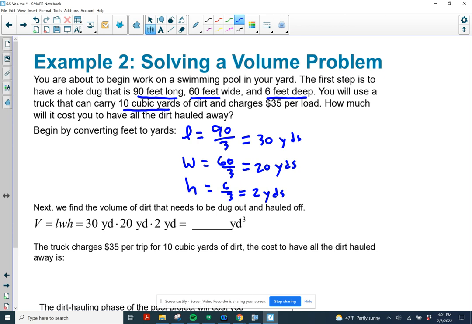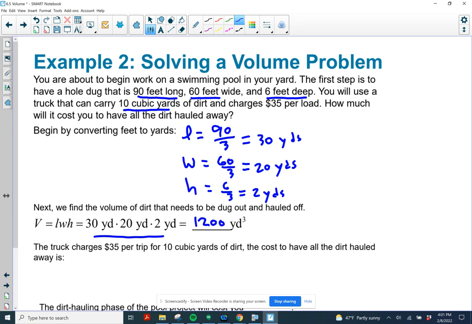Then if we multiply those 3 dimensions together, length times width times height, we will have the volume of dirt that needs to be hauled away. So we do 30. Here they've done the calculation for us. Basically, 30 times 20 times 2. And we'll grab our calculator and do that. 30 times 20 times 2. 1,200 cubic yards.